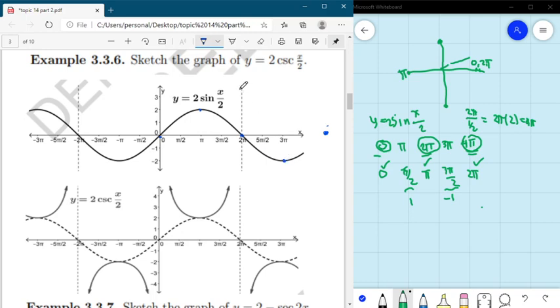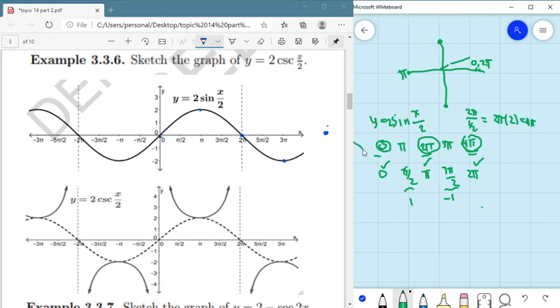Okay, and this part here, we make it broken because the values of sine there are zeros, and when we take the reciprocal, the cosecant becomes undefined. So this is the graph. So this is the value of x, and this is our y.